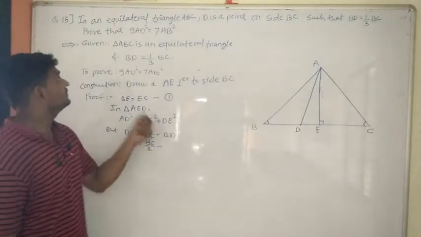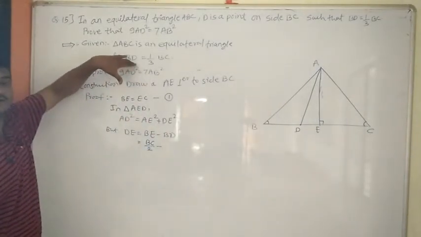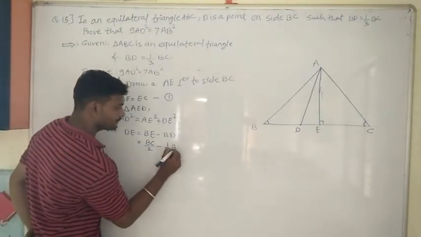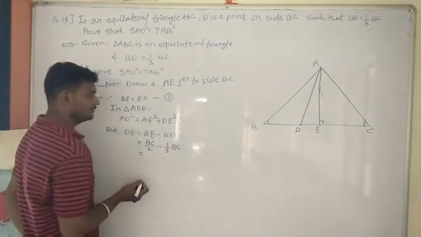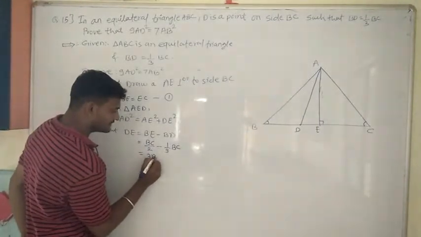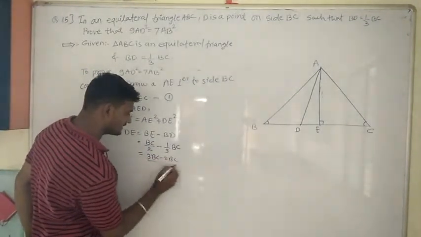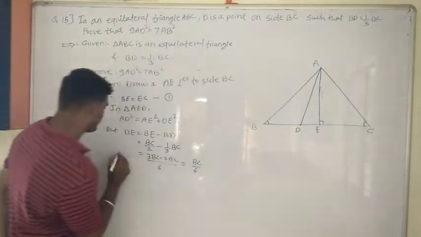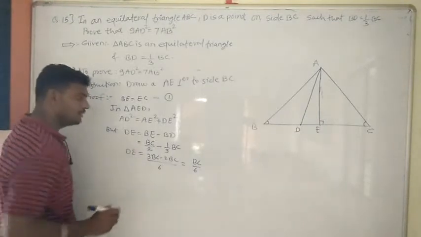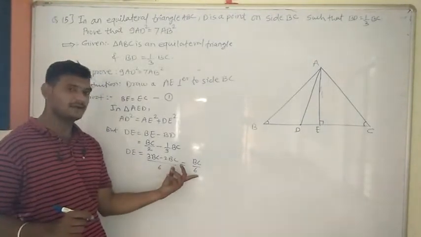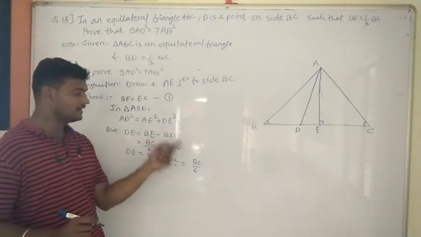We know that what is given, BD is equal to 1/3 of BC. Put here instead of BD, 1/3 of BC, which is equal to, by cross multiplication, 3 times BC minus 2BC divided by 6, which is equal to BC divided by 6. We got DE is equal to BC divided by 6. Put here instead of DE, BC divided by 6.